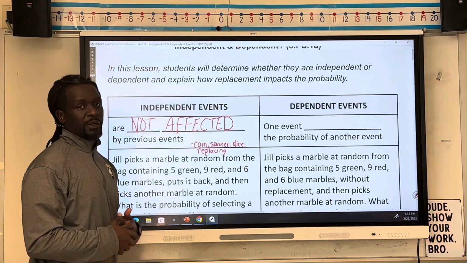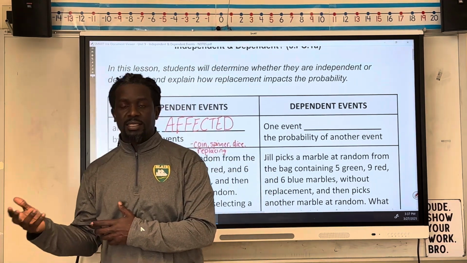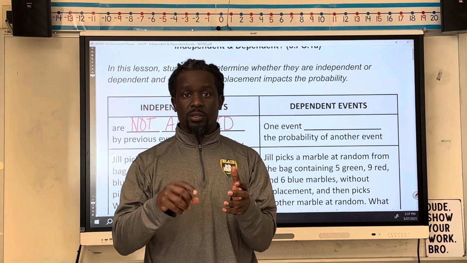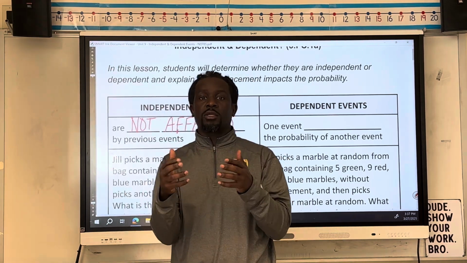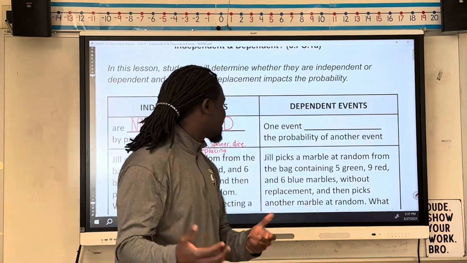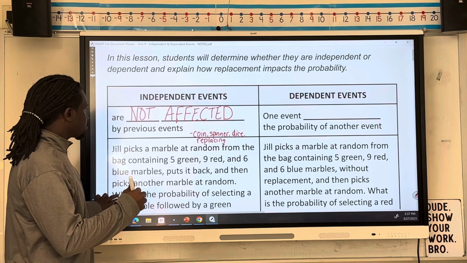right? So if I flip a coin, what I flip the first time has no effect on what I flip the second time. Or when I have a spinner, if I spin a spinner, what it lands on the first time has no effect on what it's going to land on the second time, all right? And so these are some examples of independent events.